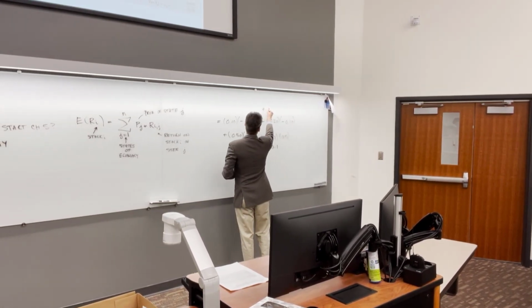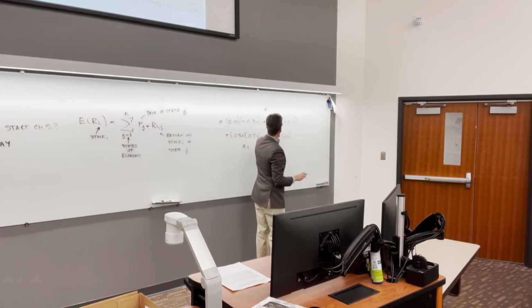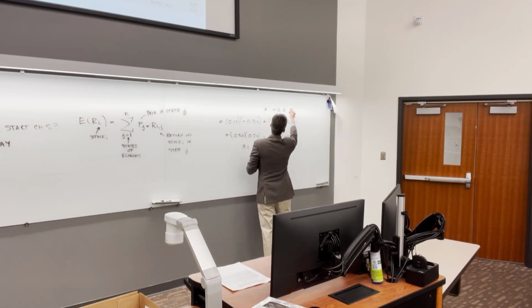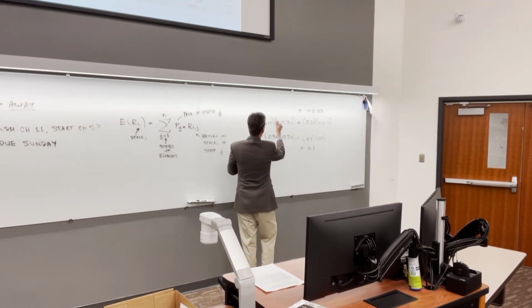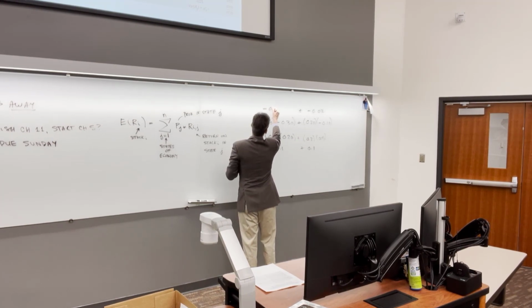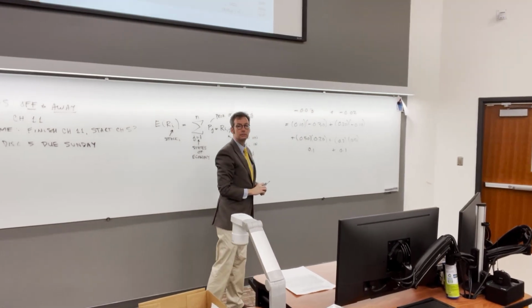Now it gets a little hairier up here. What is 1/5 of 0.10? Yeah, it's minus 0.2, is that right? And then up here, this is minus 0.03. Does that look right?